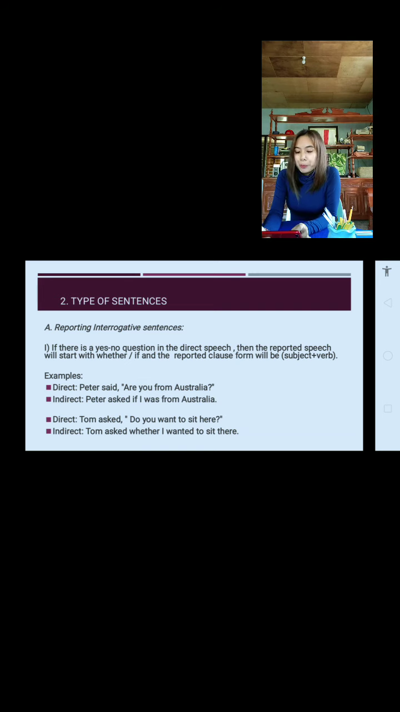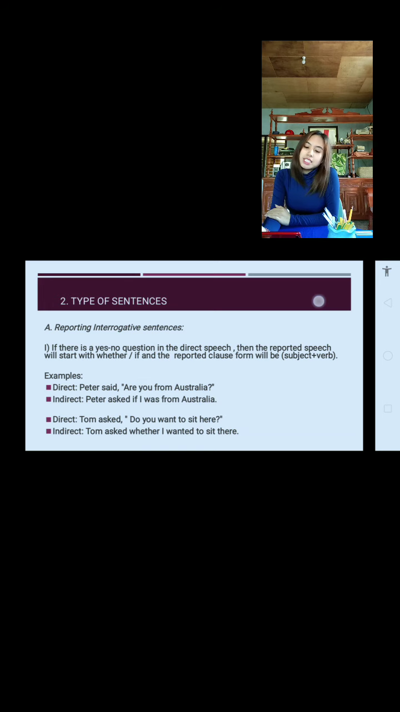The next example is, Tom asked, "Do you want to sit here?" And we will retain this because it's already asked. So Tom asked whether or if. We will use whether I wanted to sit there. Here, it will be there.